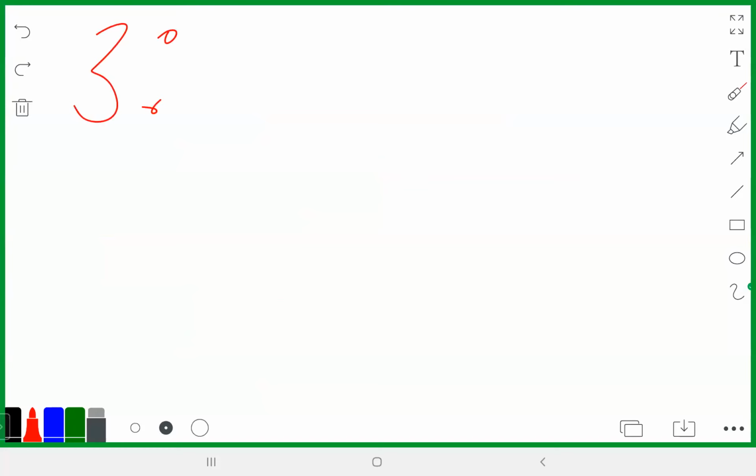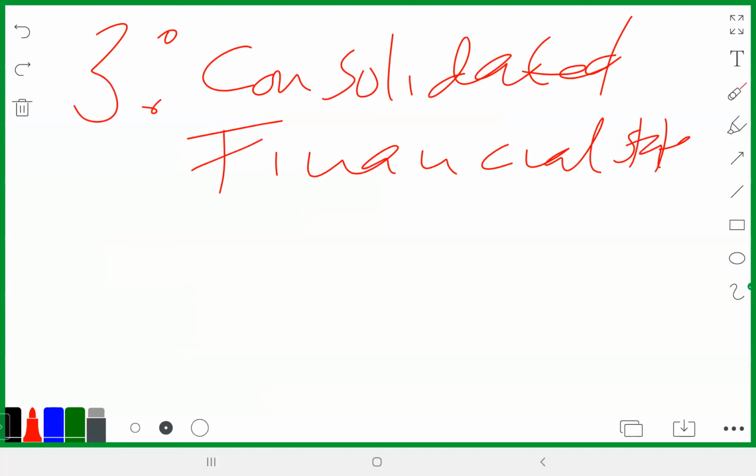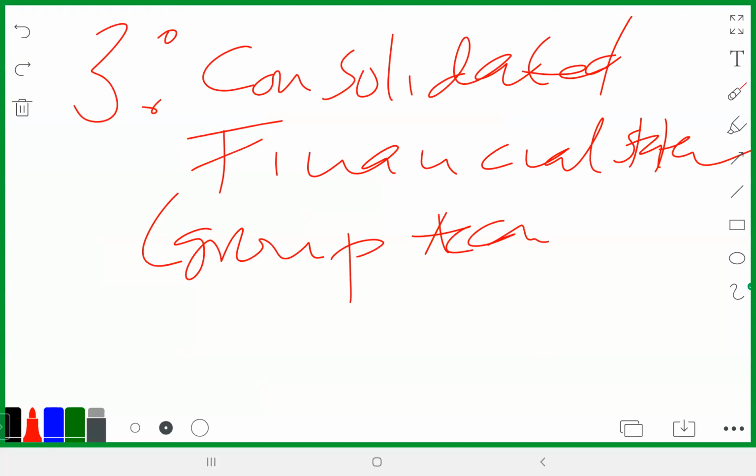The third part of the course deals with the consolidated financial statements, which you also call the group accounts or the group statements. So you look at the group accounts. Here you have group accounts introduced to you.